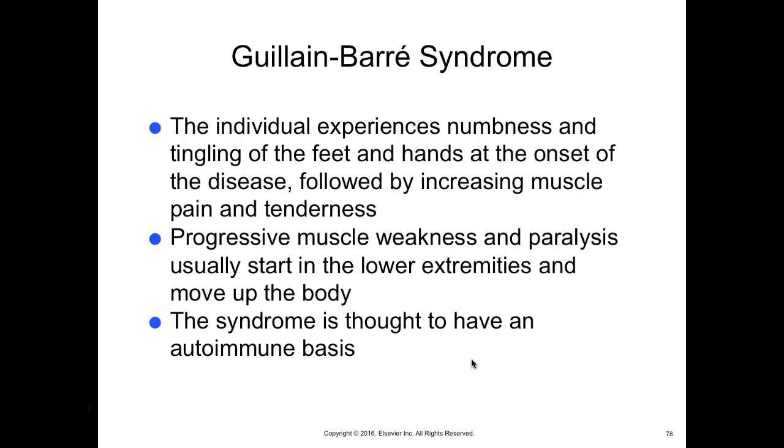Guillain-Barré syndrome, this is also a term that is mispronounced often. It looks like Guillain-Barré, but it's pronounced Guillain-Barré syndrome. An individual experiences numbness and tingling in the feet and the hands at the onset of the disease, followed by increasing muscle pain and tenderness. Progressive muscle weakness and paralysis usually start in the lower extremities and move up the body. The syndrome is thought to have an autoimmune basis.